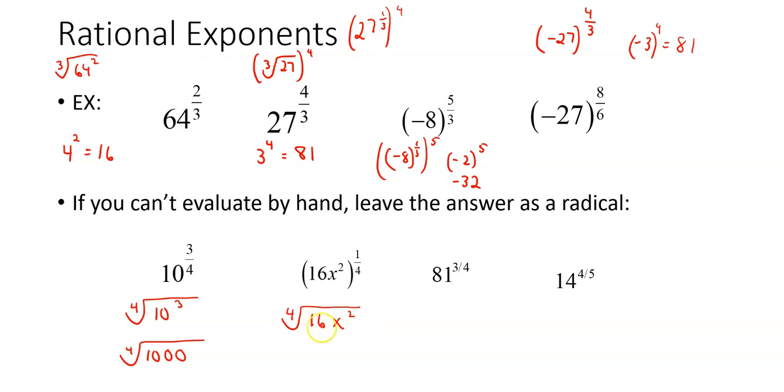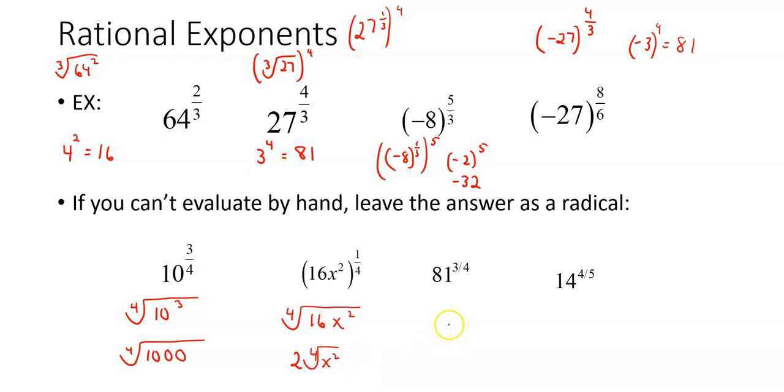All right, over here, I can write this as the fourth root of 16x squared. I do know that the fourth root of 16 is 2, and I can pull that out of the radical, but what's left then is just the fourth root of x squared. And as the chapter goes on, we'll get into simplifying these a little bit more. So I could leave it as the fourth root of x squared.